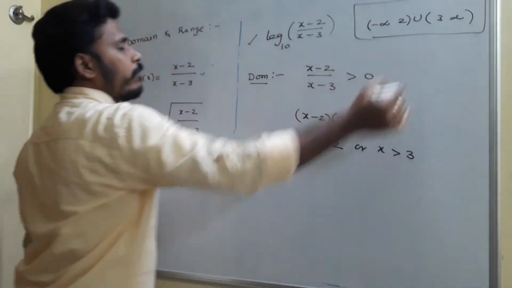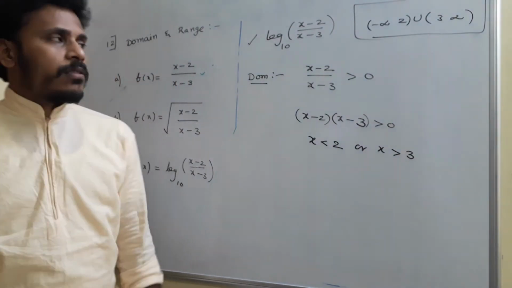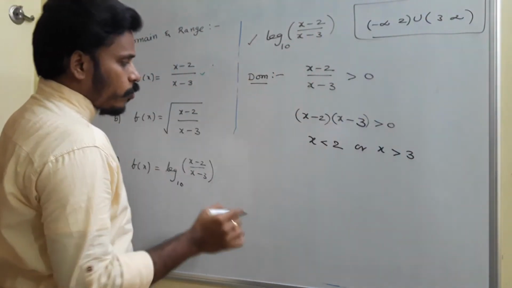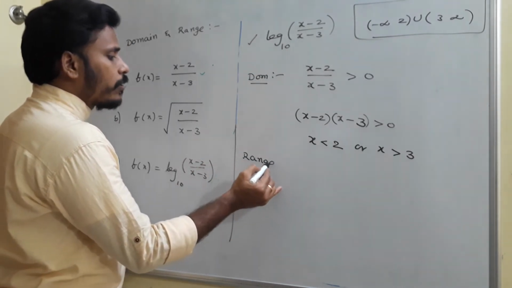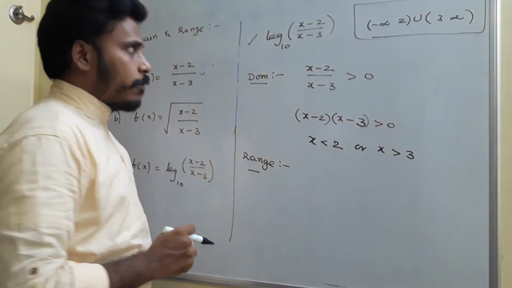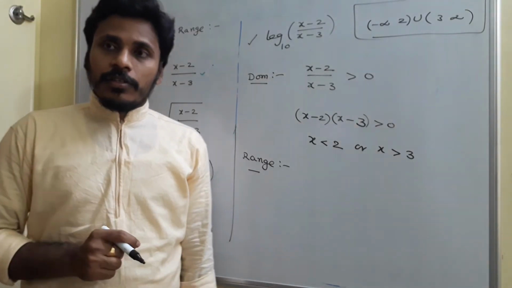This is the domain. You just take any number in the place of x from this region, and it is always positive. So that's good. That's one thing. Next, you need to think about the range. First of all, what is the range of this (x minus 2) by (x minus 3)? (x minus 2) by (x minus 3) exists.